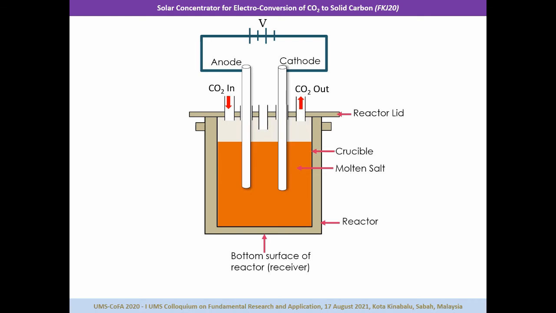At the top of the reactor, there is a reactor lid with a hole that allows the carbon dioxide to push in and out of the system. There is a hole on the lid that allows thermocouples to be inserted so that the molten salt's temperature can be monitored throughout the experiments.